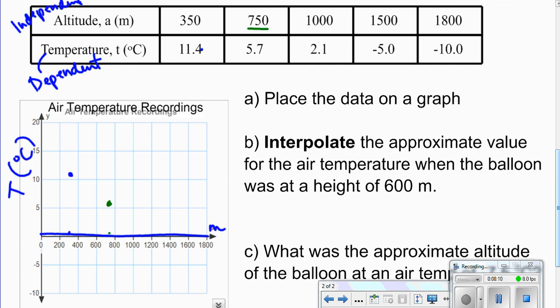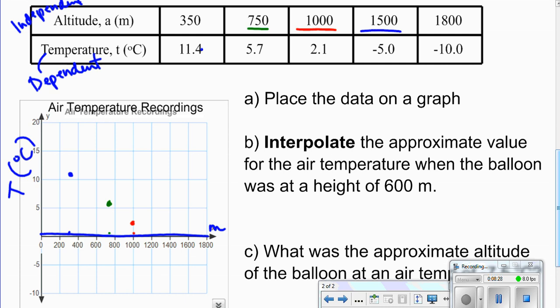Make those dots a bit bigger. An altitude of 1,000, so that's right on the line. I don't have to estimate that. And up to a temperature of 2.1. Well, 2.5 would be right in the middle, so this one's going to be a little bit below the middle. Keep going.